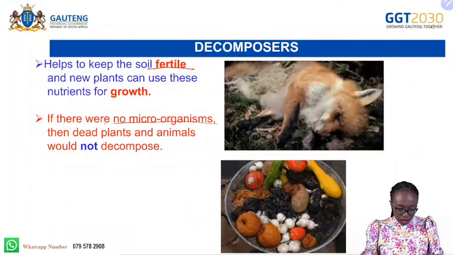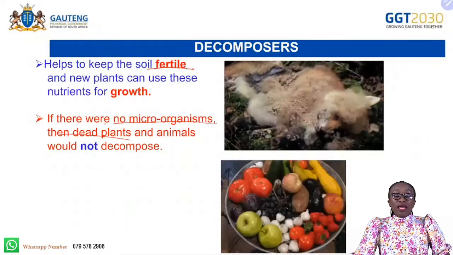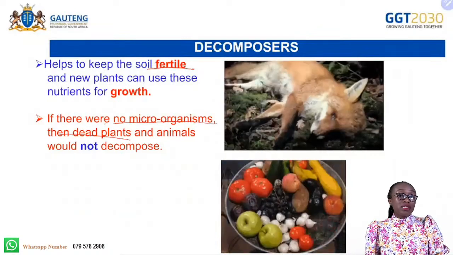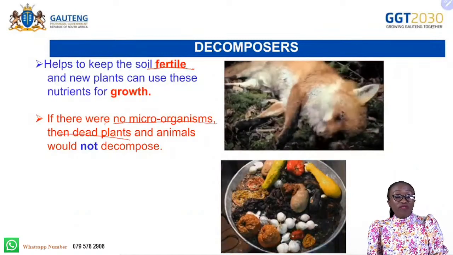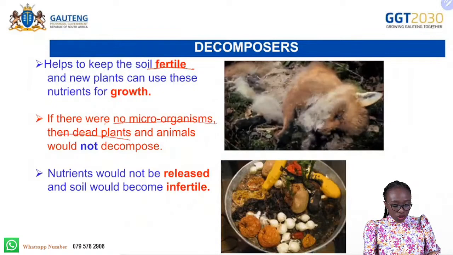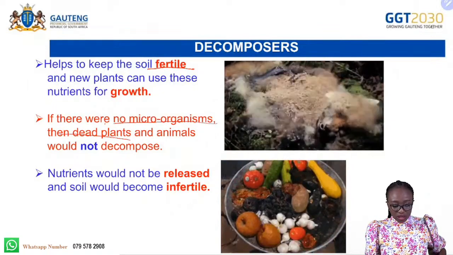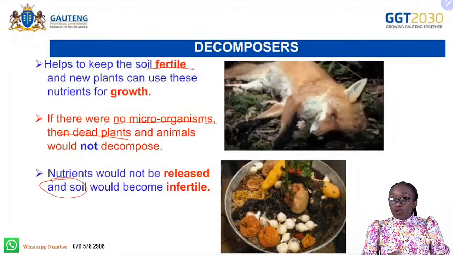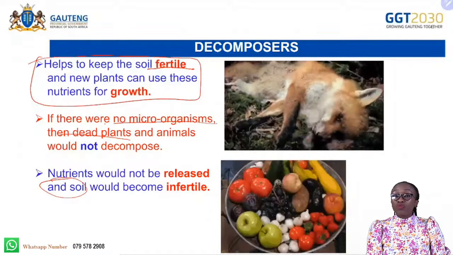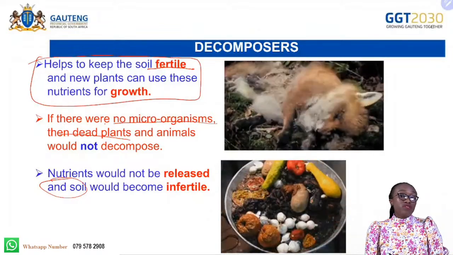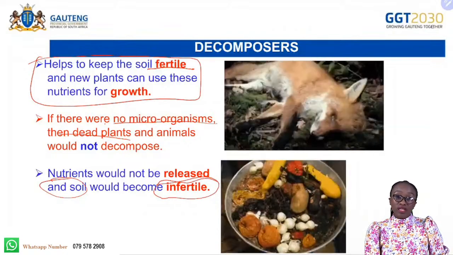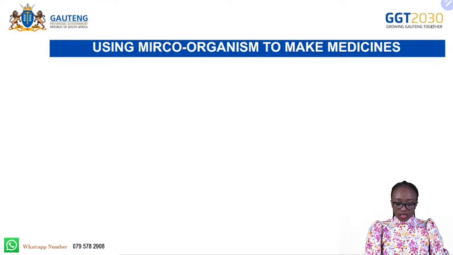However, if there are no microorganisms, then dead plants and animals will not decompose. Can you imagine living in an environment where there are dead plants and animals all over the place and they are not breaking down? I'm sure it would be a very foul smelling place. So we do need these decomposers to break down dead organic material. We do need them quite a bit. Nutrients would not be released into the soil, which takes us back to this first point here. So we will not have any fertile soil. And if the soil is not fertile, then we won't have very good growth. The soil would become infertile, and we wouldn't want infertile soil.